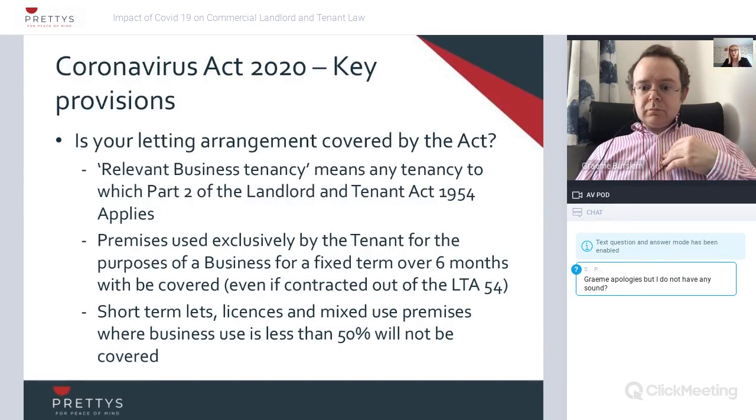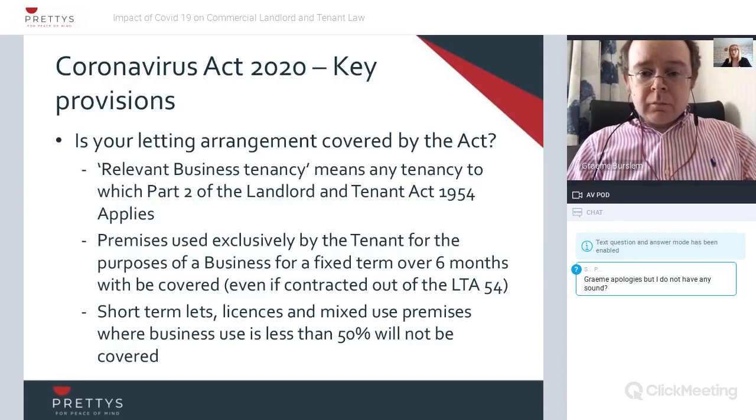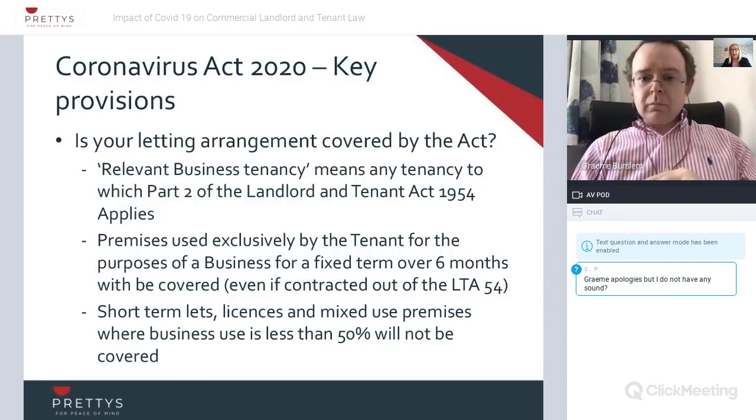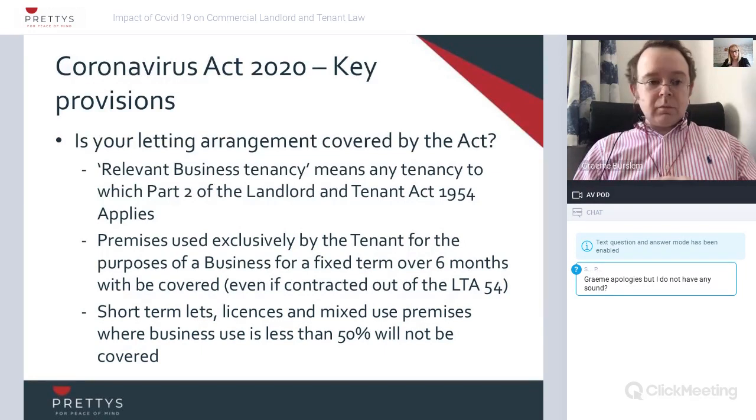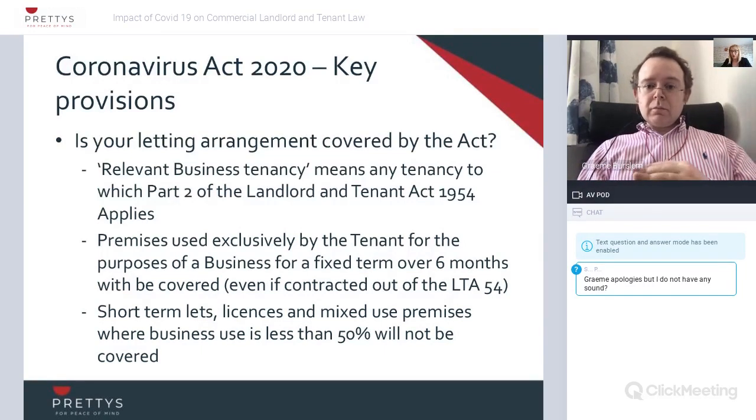And also if you have mixed use premises, so any premises where there is one lease, but more than 50% of the property is used for non-business related purposes, then again, those aren't tenancies that would be covered by the 54 Act, and therefore they are not covered by the Coronavirus Act 2020.